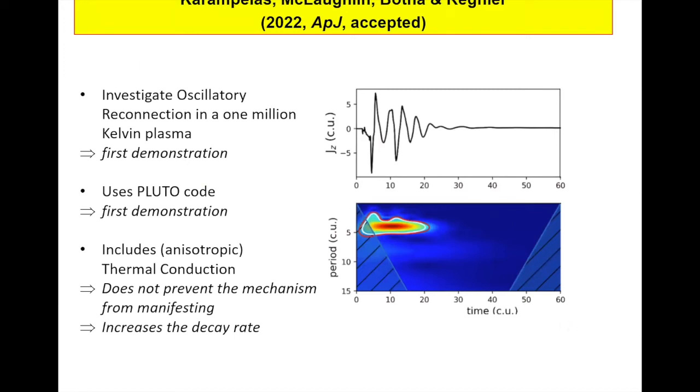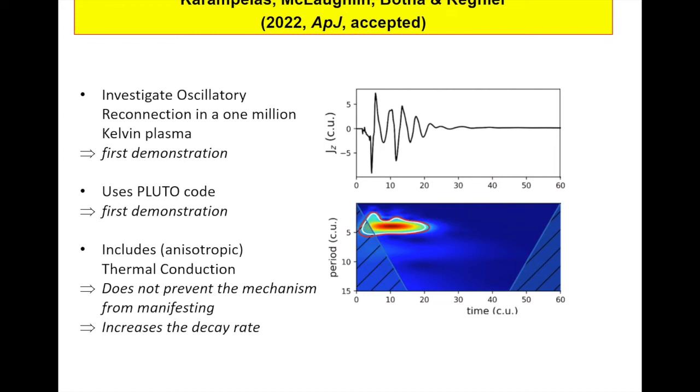Here's some more recent work that I've been doing with my postdoc, Karampoulos. So Karampoulos, McLaughlin, both at Urania. So it's accepted in ApJ, so it should be appearing very shortly. And what we did here is we went back to our two-dimensional X-point system, and we investigated oscillatory reconnection in a 1 million degree plasma. So actually the paper varies the temperature, but what we did is we extended that 2D model I showed you before, which was initially cold plasma, and we extended it to a 1 million degree plasma. So it was the first demonstration of that. And you can see the results on the right. We get oscillatory reconnection oscillating up and down when we look at JZ.